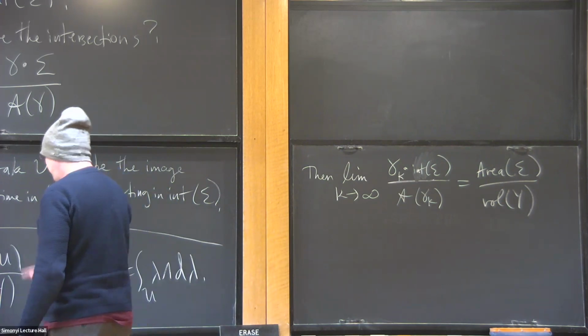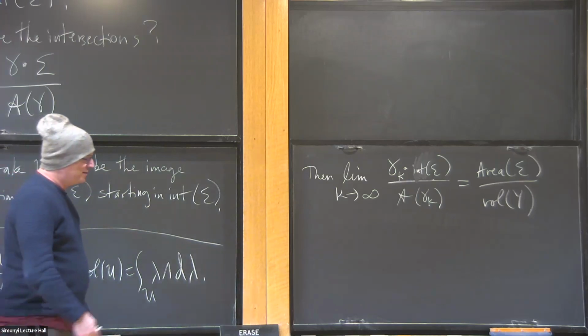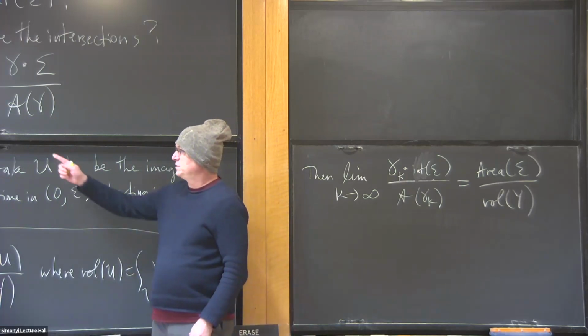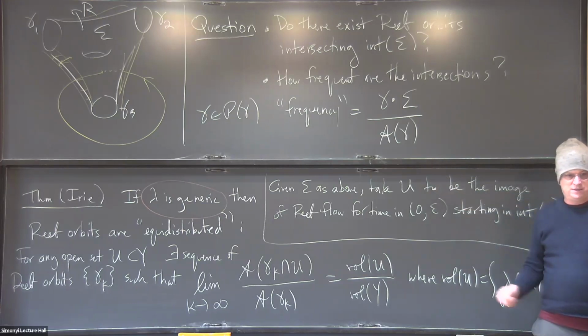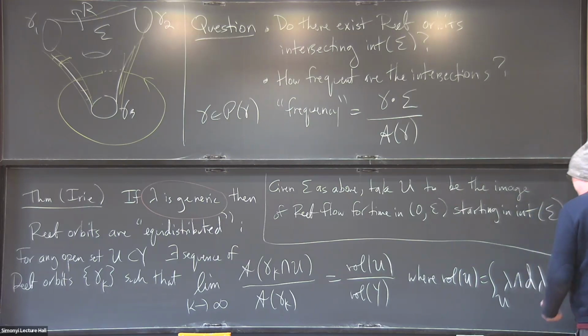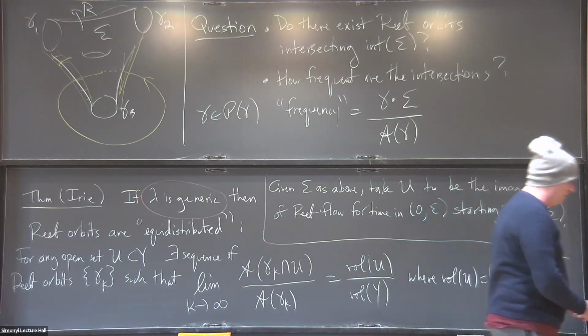Now, the thing is, this is only true if lambda is generic. If lambda is not generic, this is certainly not always true. For example, you can make a surface like this on an irrational ellipsoid that doesn't have any Reeb orbits intersecting it at all. So I want to prove something which does not assume that lambda is generic. Is there any kind of existence result that we can prove without a genericity assumption? And the answer is yes, except that the statement has to be weakened slightly.